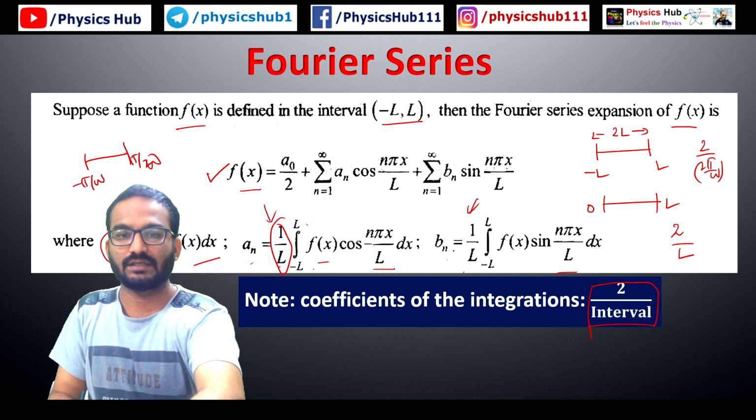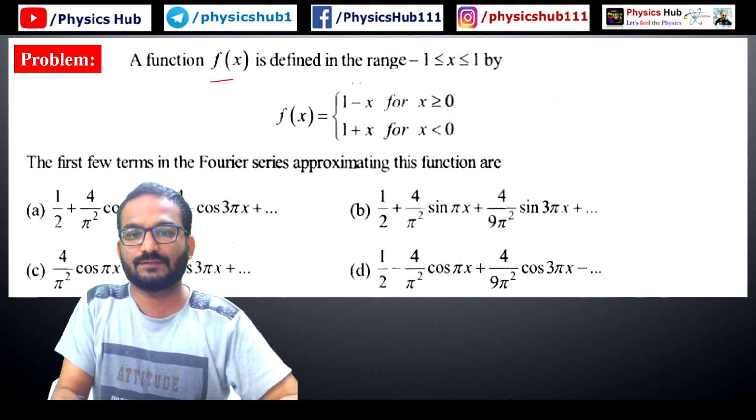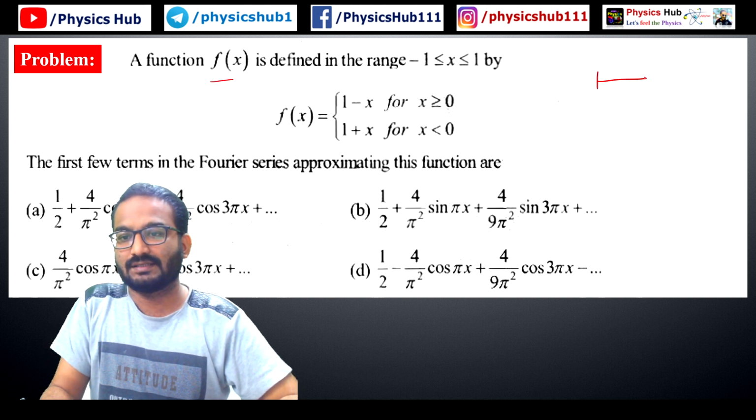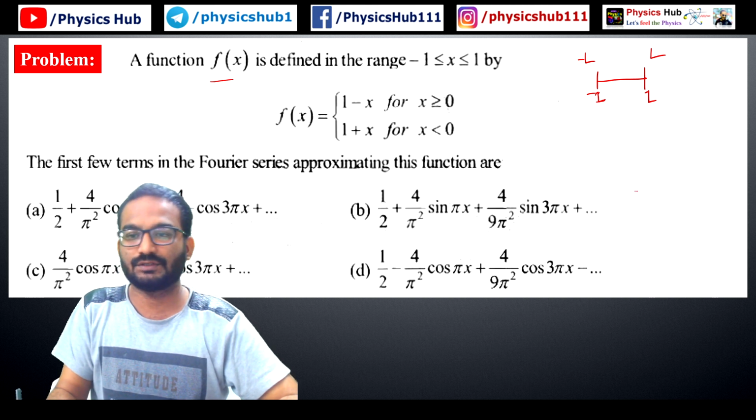Now let's look at some problem. So here we have a problem. A function f of x is defined in this range, minus 1 to 1. So your L equals 1 basically. In the previous definition we have used minus L to plus L, but here you have been given minus 1 to 1 by this function: 1 minus x for x greater than or equal to 0.